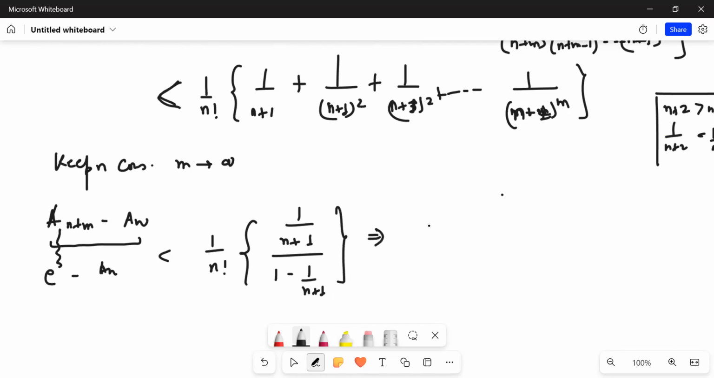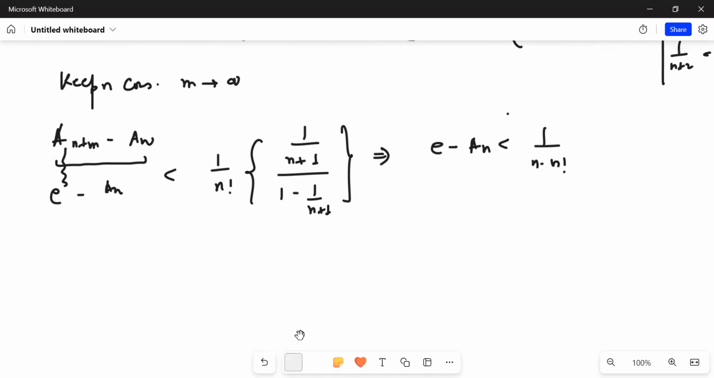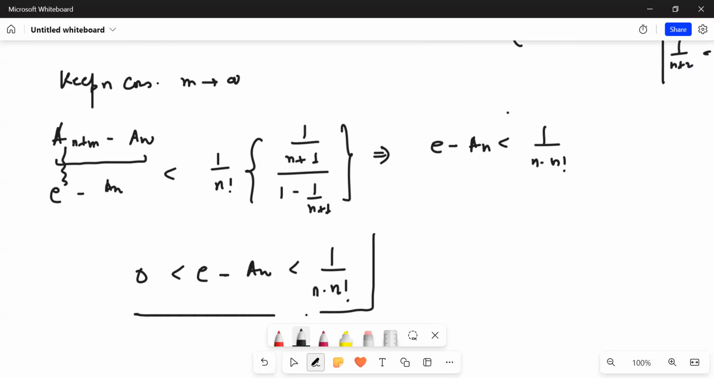So from here, you can clearly see that e minus a_n would simply be less than 1 upon n into n factorial. This is one of the important inequalities that you should remember: if I want to evaluate e minus a_n, the bounds would be 0 on the lower side, and on the upper side, 1 upon n into n factorial. Is that clear?